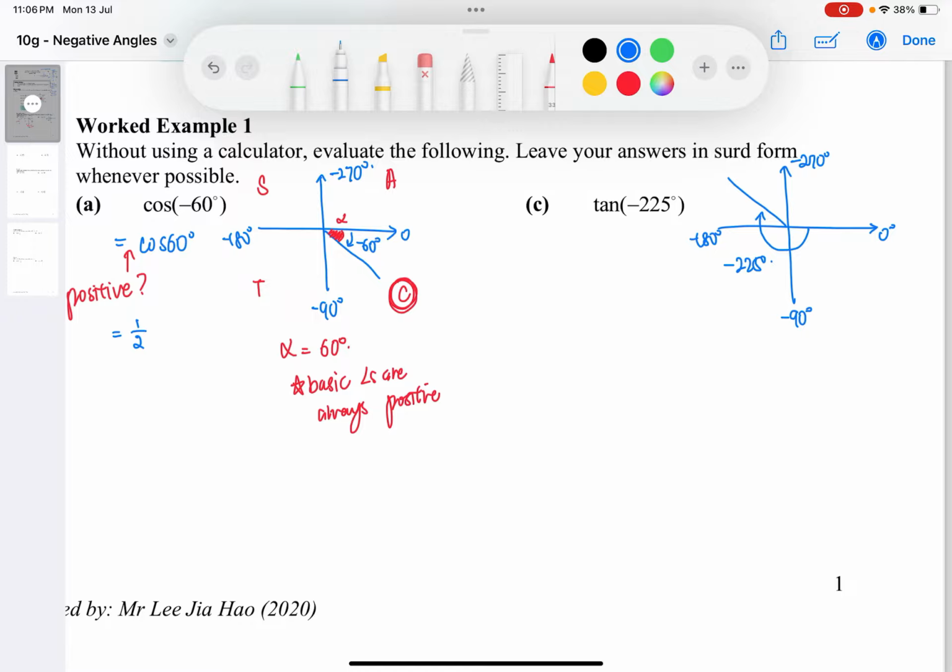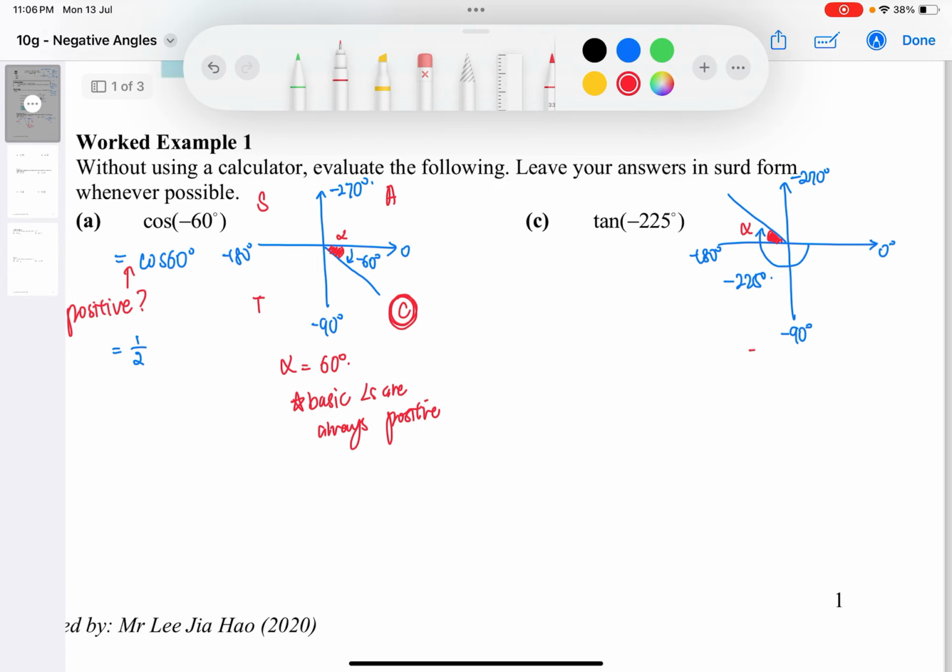What will be the basic angle? Remember the definition: the line to the x-axis. So here is the basic angle. How do I find it? I don't really have to care about the negative sign anymore. I know that this blue angle is 225, and the straight line is 180. So minus away the 180 degrees, I'll get the red angle. Blue minus white gives me the red. That's why it's 225 minus 180 to give you 45.